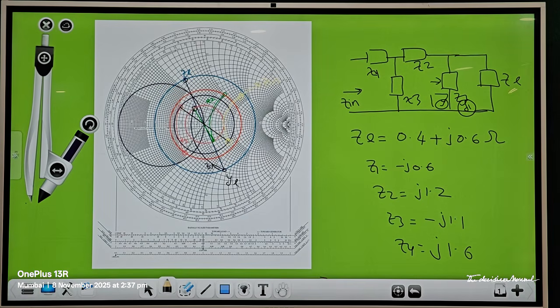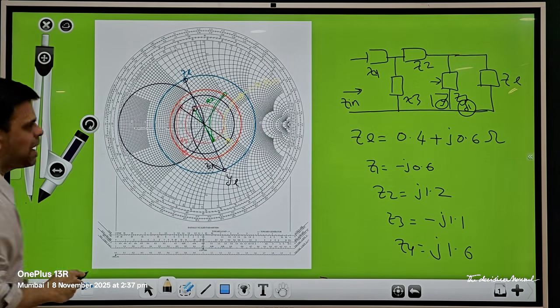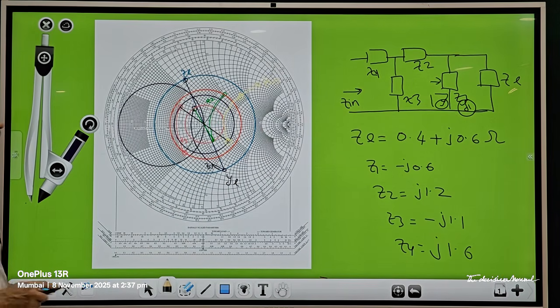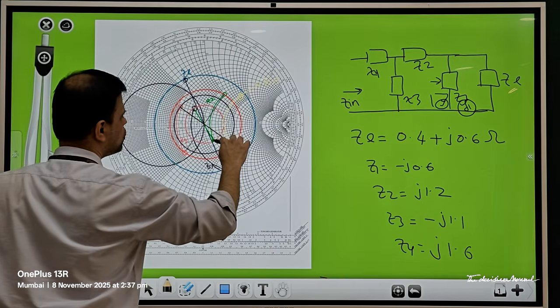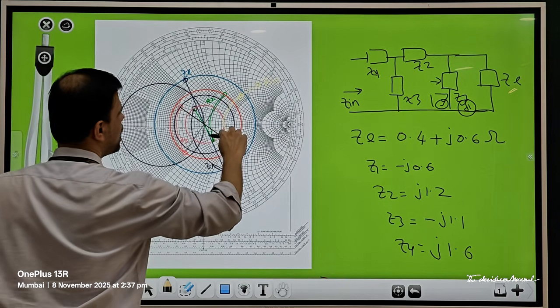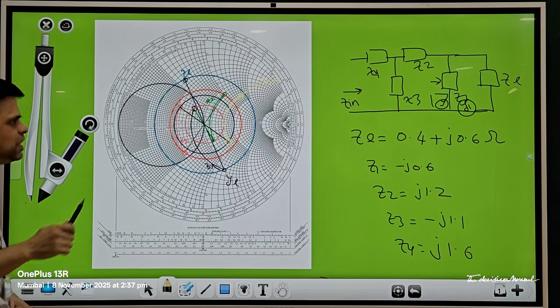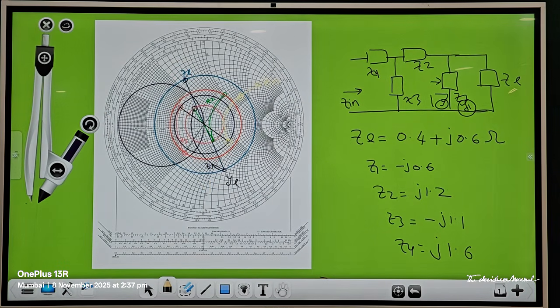Now after that, locate the corresponding R circle, because you are always going to move on the corresponding R or corresponding G circles, which are circles of constant R. So you identify the corresponding R circle, and to that you add impedance Z2, which is 1.2j. There is no inversion required, because it is impedance only and you are working in the impedance domain. So you add Z2 to that imaginary value and move along the constant R circle to a new point.